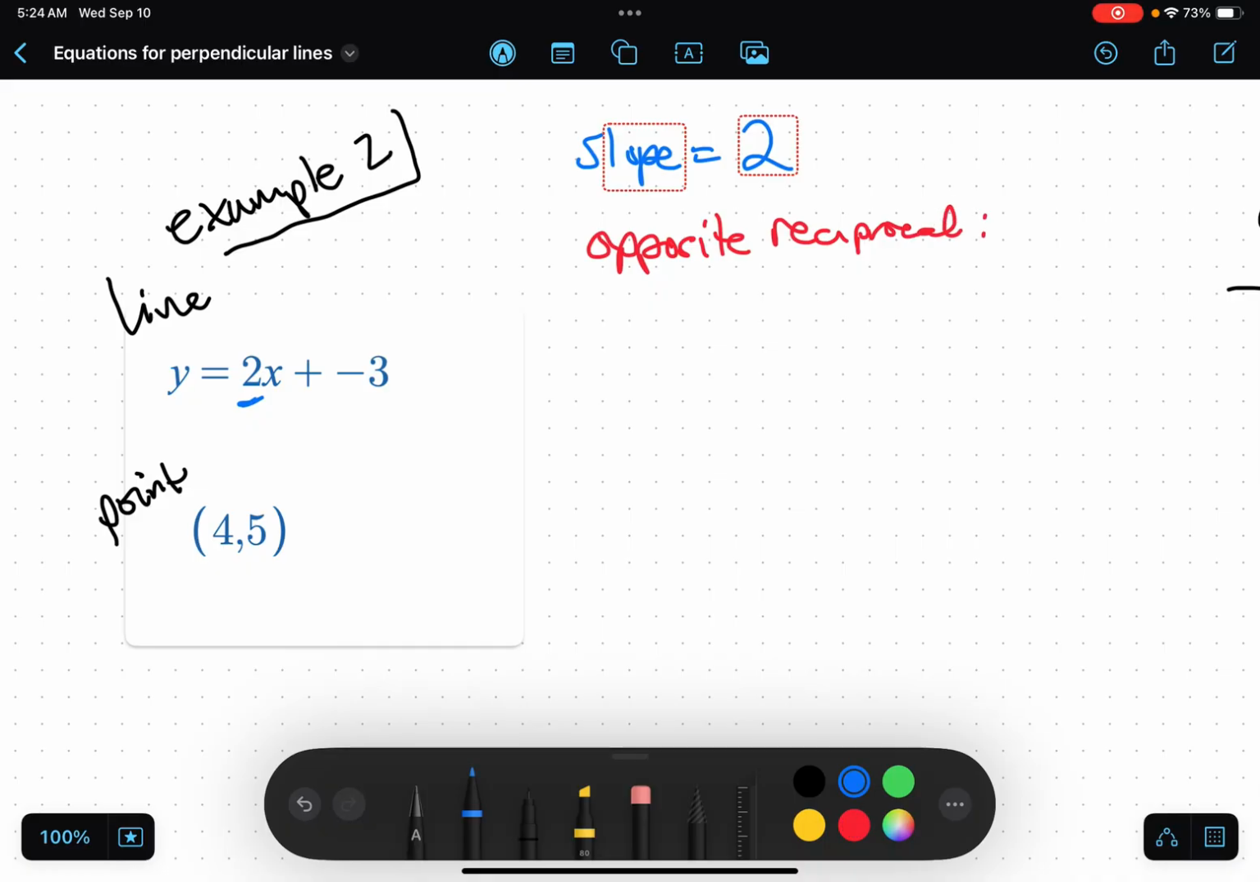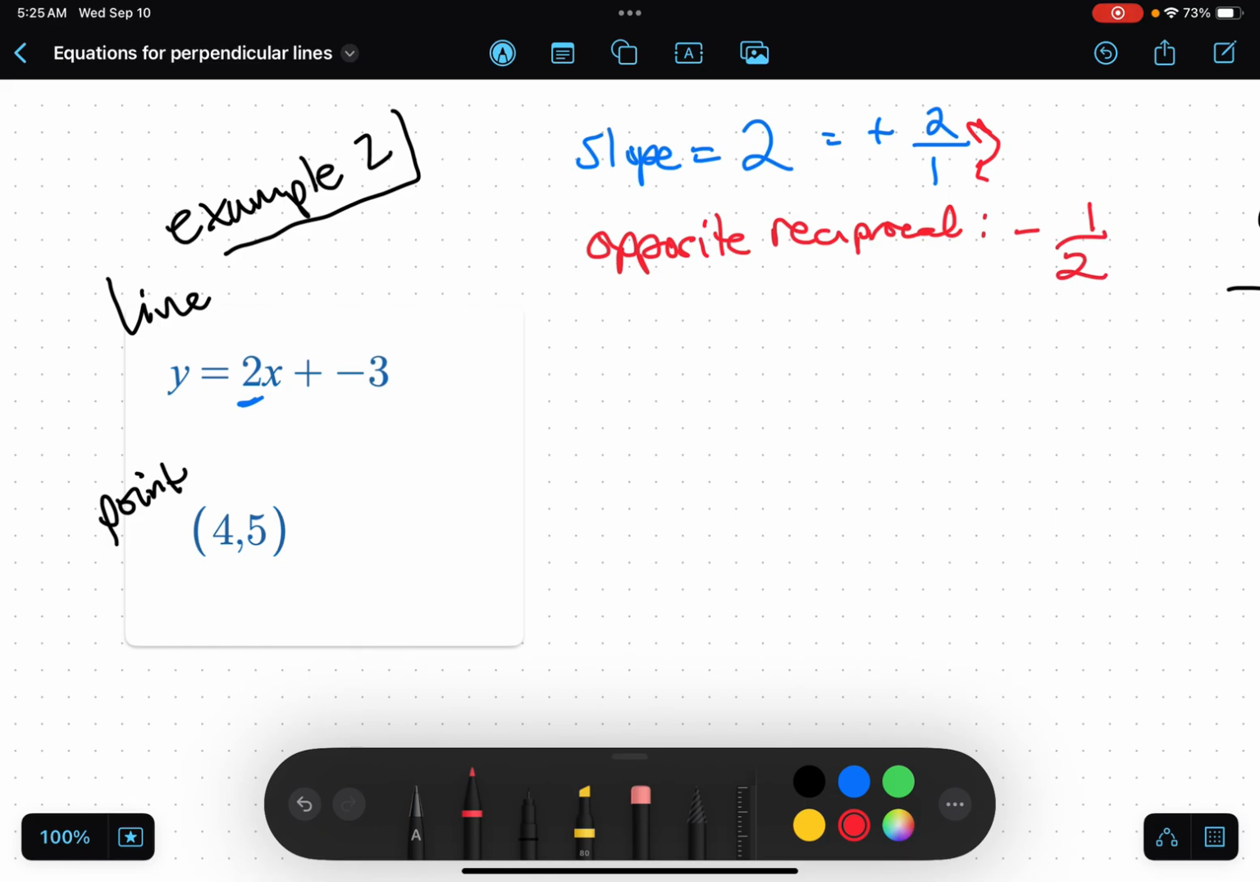Well, it's easier for me to write this out. 2 is actually positive 2 over 1. Writing it out that way makes it a lot easier for me to see what the opposite reciprocal is. So I'm going to flip them and make it negative. Since my first slope was positive, my new slope will be negative, so it's going to be -1/2.